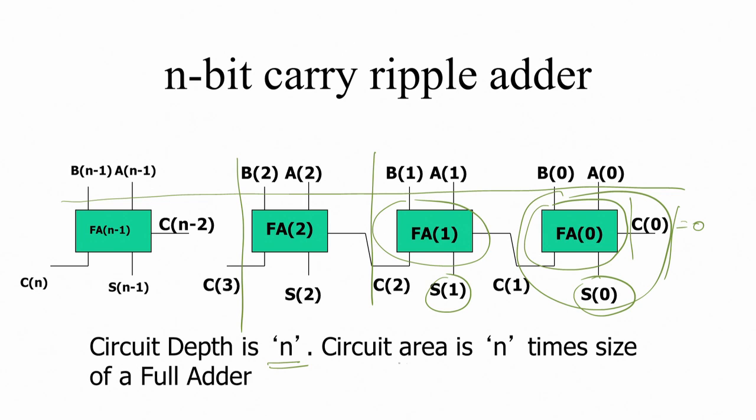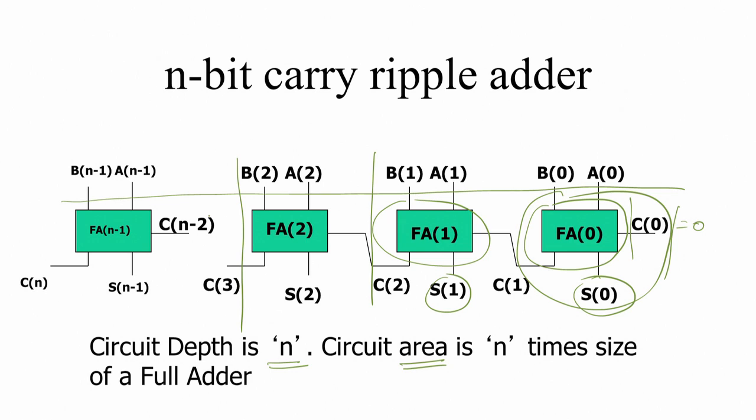And what is the area or the size of the circuit? It is n times the size of a full adder, because I am putting n full adders. So it is approximately n times the size of the full adder. Why approximately? Because there are some lines we need to connect and that will consume some area. Now, I have a circuit whose depth is n and the area is also n.